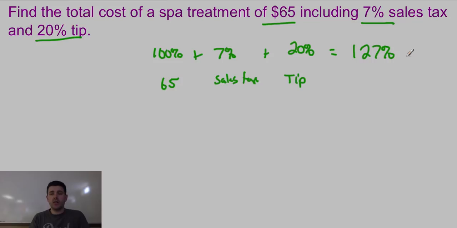So if you think about it, altogether we want 127% of the price. 100% is the total cost, 20% for the tip, 7% for the sales tax. Well, 127% is 1.27 as a decimal, times my cost of $65, and I get $82.55 for my total. So I just added those pieces together to find my total percentage, 127%, and then multiply that times my price.